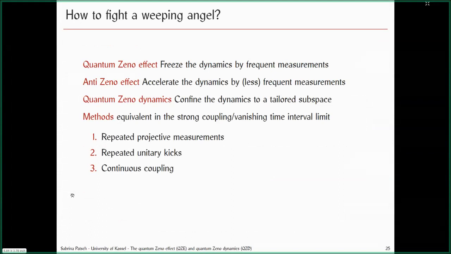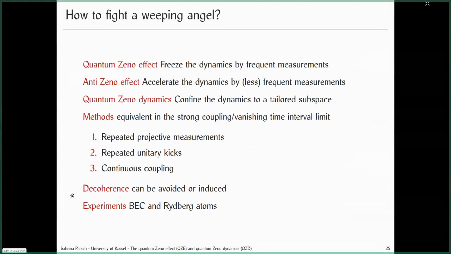Then I showed you there are three different methods to do that. You can either do the repeated projective measurement, so you repeatedly look at the angel and look back again, but you have to be fast to do that. Or you can kick the angel repeatedly, so you do the repeated unitary kicks. Or you do the continuous coupling, like with a cat, you just shake the angel and it cannot move anymore. Then I showed you that, well, the analogy fails a little bit here: we can avoid or induce decoherence of our quantum system, so we can make it decay faster or protect it from decoherence.